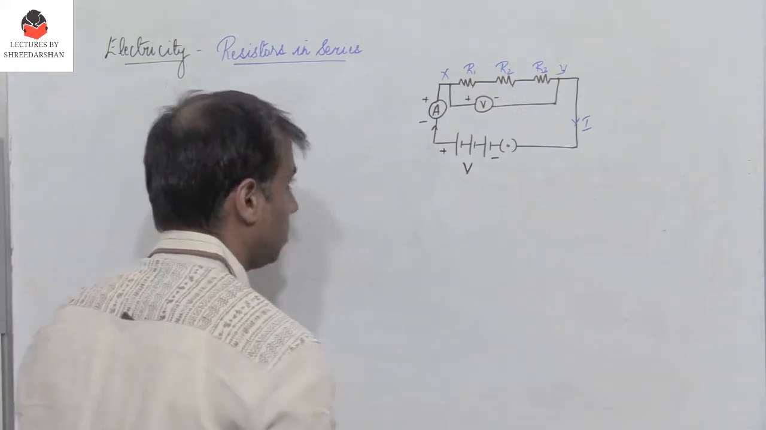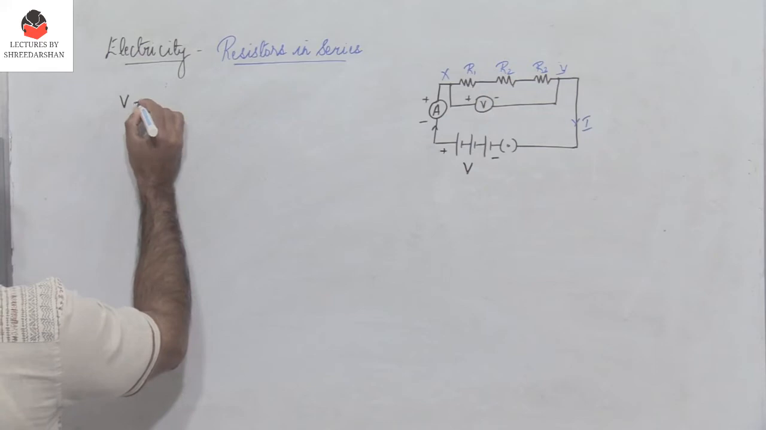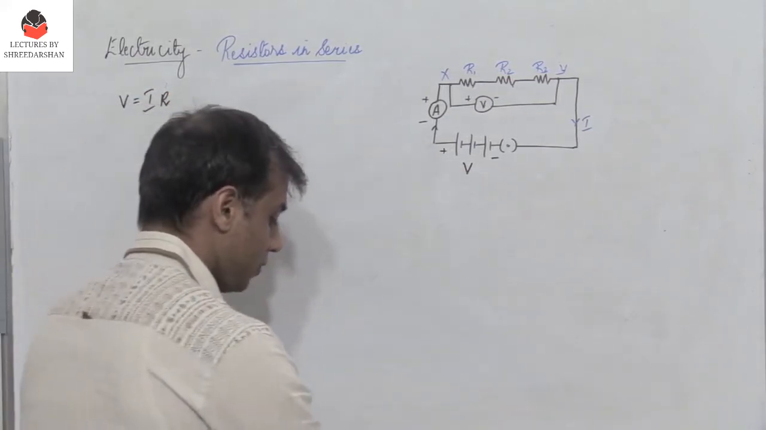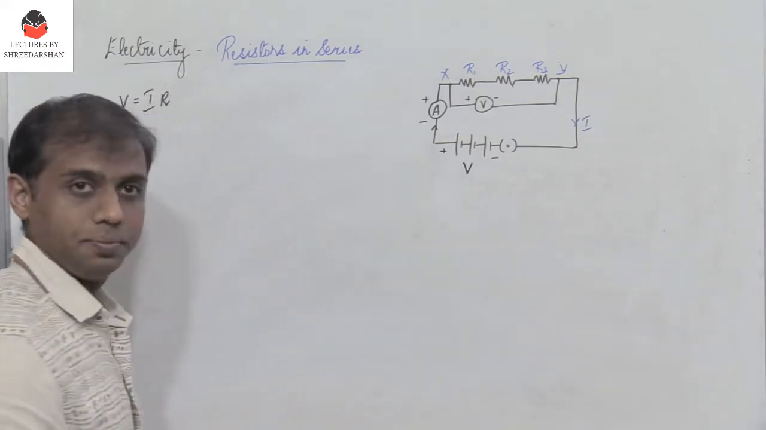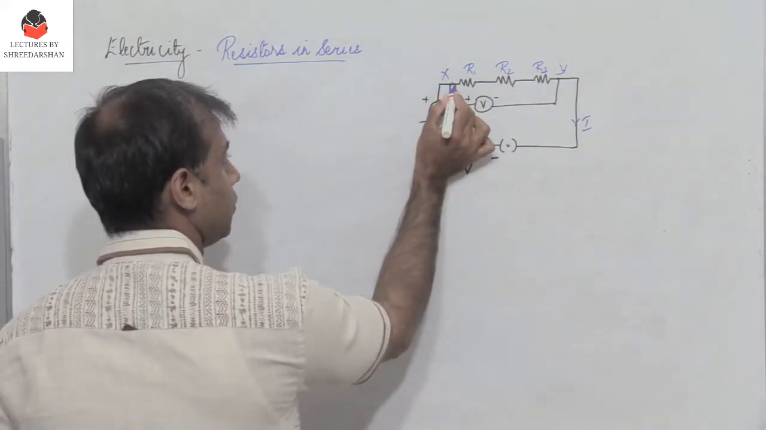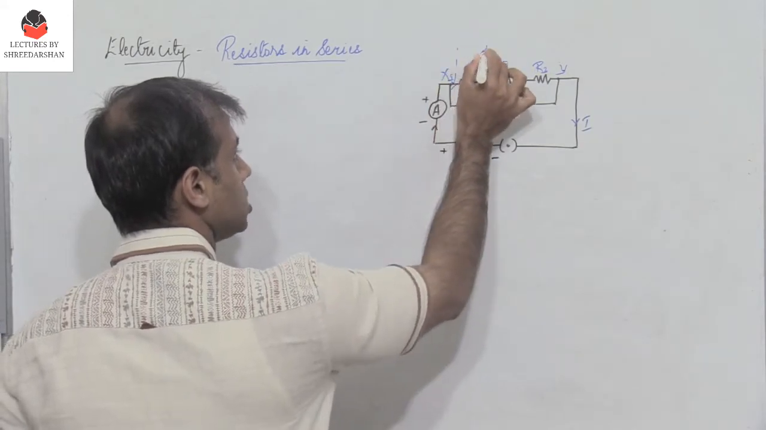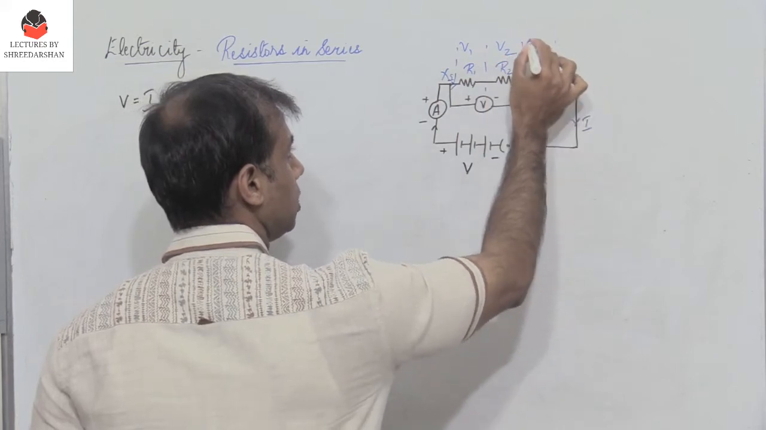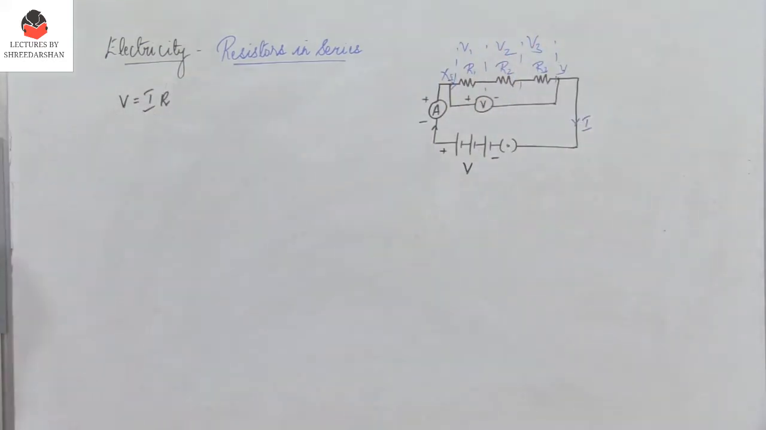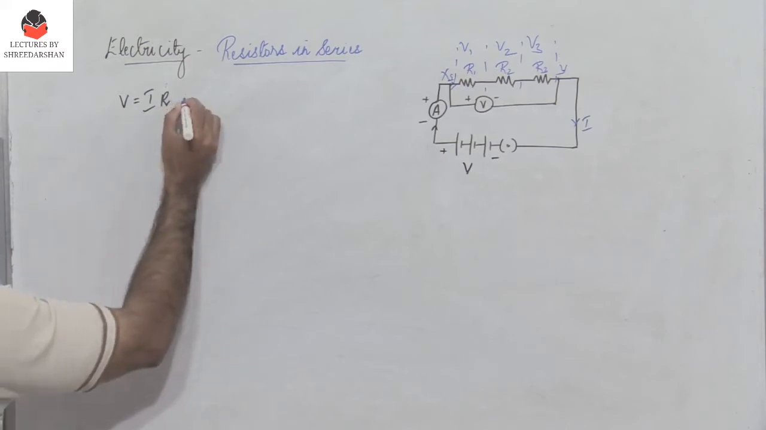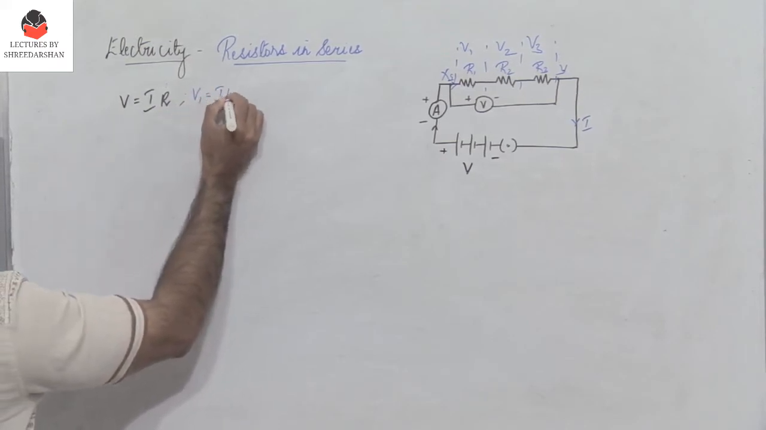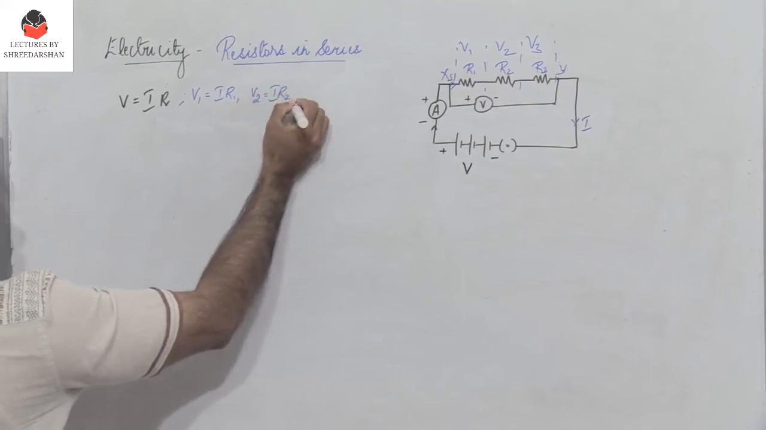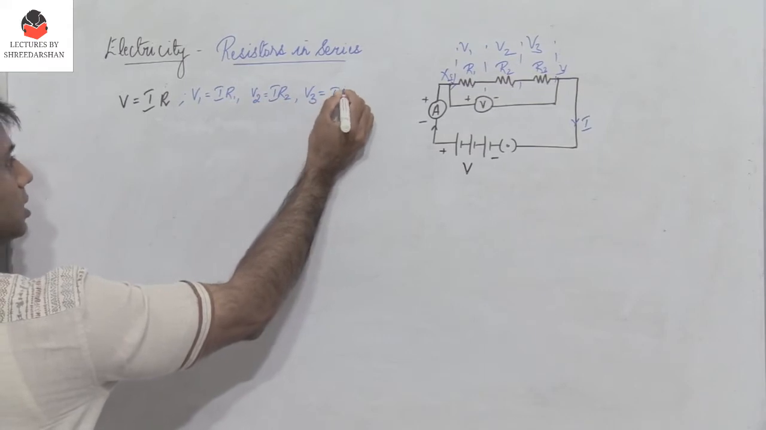So therefore, we know that the relationship between voltage and current is V equals I into R. So in that case, we have current I which flows through R1. So I is flowing. So therefore, the voltage across R1 is V1. The voltage across R2 is V2 and the voltage across R3 is V3. So therefore, we observe that V1 equals I into R1, V2 equals I into R2 and V3 equals I into R3.